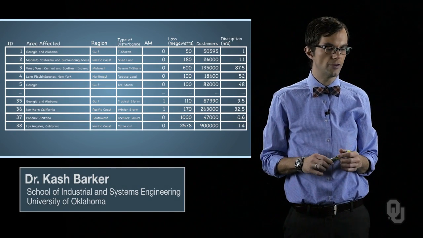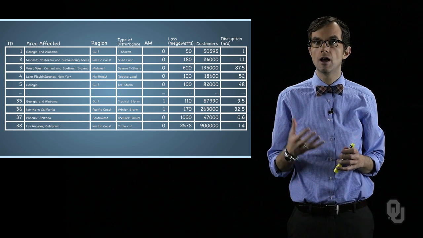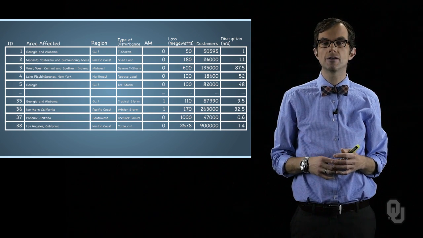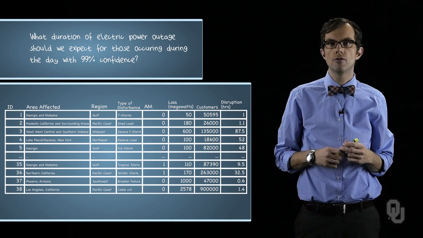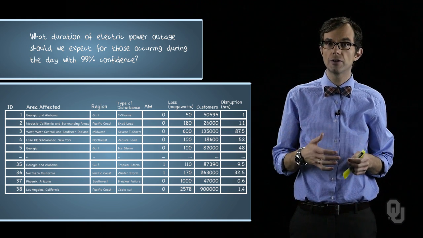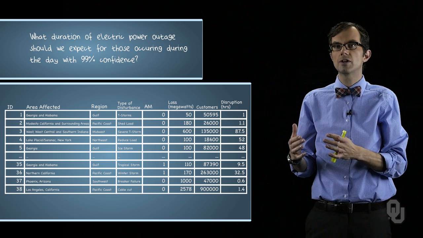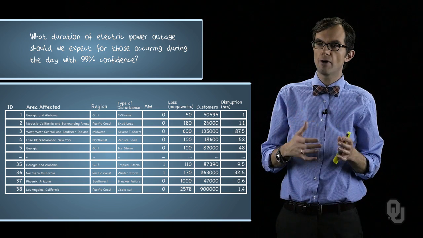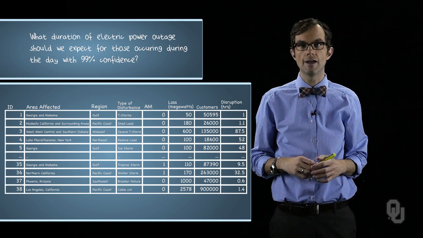With the data set that we have from the U.S. Energy Information Association, we can ask several different questions. Another question that we might be interested in asking is, what is the duration of electric power outage for outages occurring during the day with 99% confidence? Okay, so we want a 99% confidence interval for the mean duration of outages that are initiated during the day.